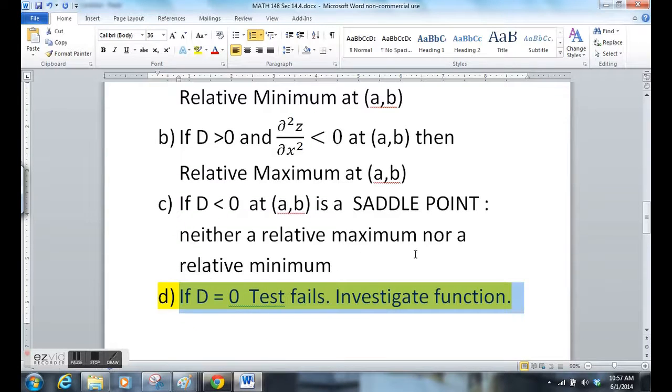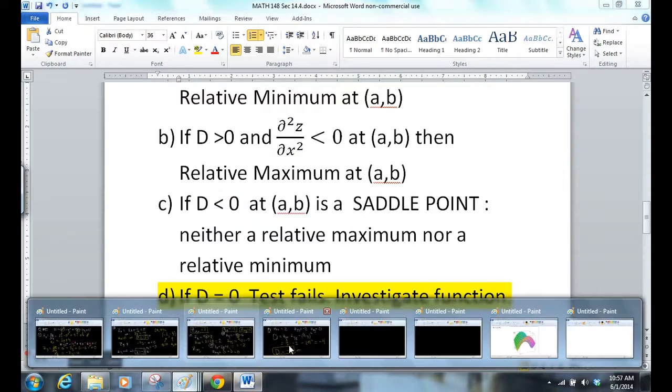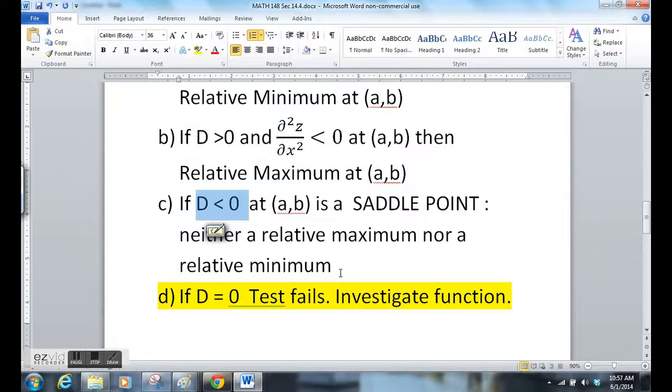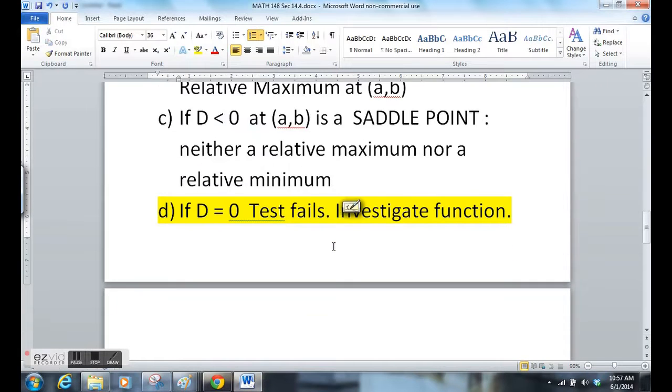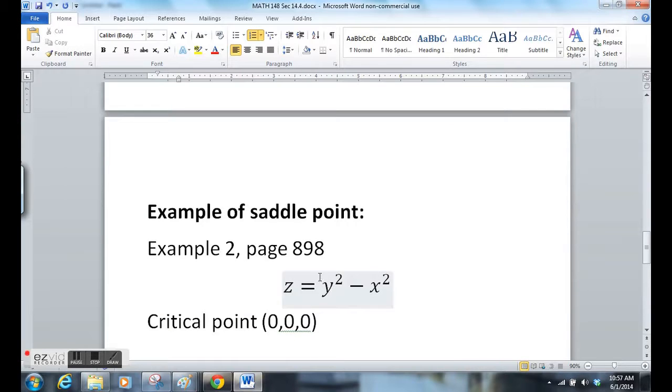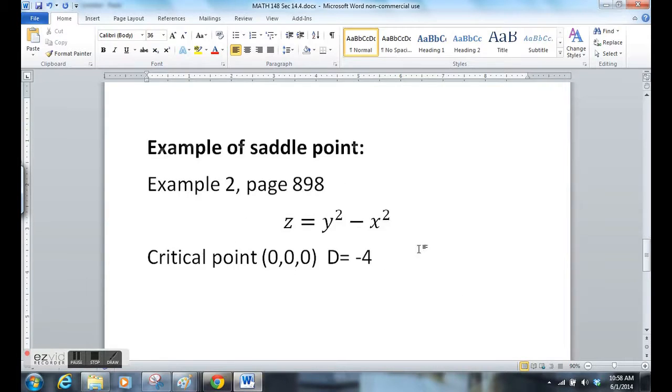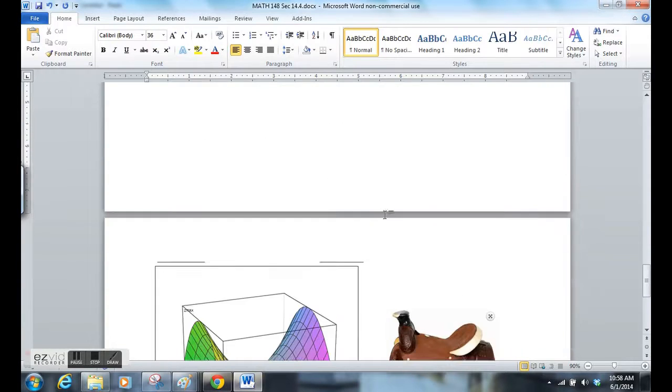So let's look at what this means. D less than 0, and remember that was our situation. D is negative 4. Then we have what is called a saddle point. What does that look like? Well, here's an example. A function, it's on page 898, example 2, z equals y squared minus x squared, and they go through all this and they get the critical point of 0, 0, and their D was also negative 4. What? How likely is that? Maybe negative 4 is a common answer. I doubt it. But negative 4, so here's the graph, and that's why they call it a saddle point.